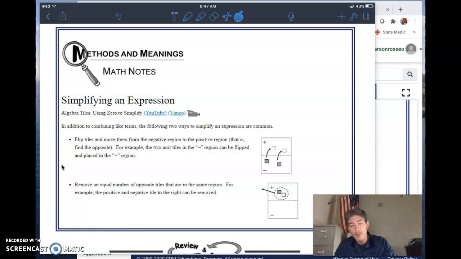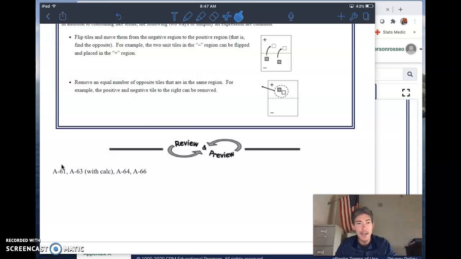The review preview for A.1.6 is 61, 63, 64, and 66. And with 63, folks, it does say to do it without a calculator, but I want you using a calculator because I want us to hone and sharpen those calculator skills. All right, so please use a calculator.